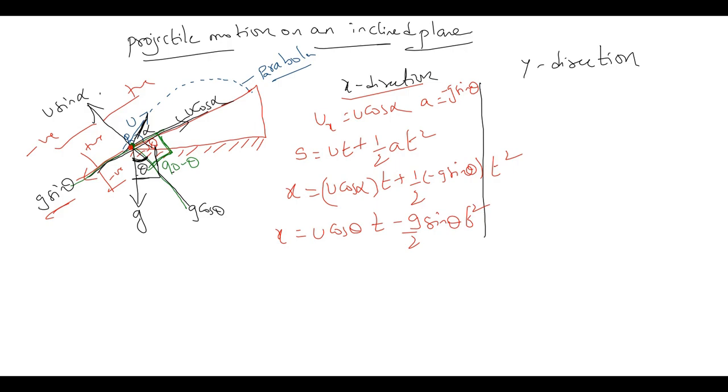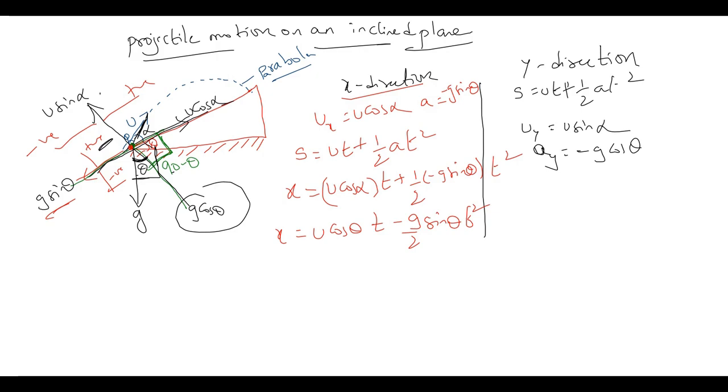In the same way, if you take the y direction, s is equal to ut plus half at square. So first, what is u along y direction? U along y direction is u sin alpha, positive direction. Uy is u sin alpha. What about a along y direction? Minus g cos theta, right? This one.